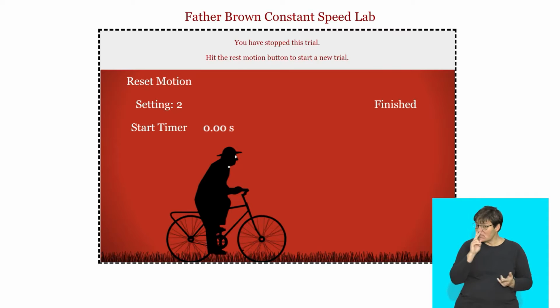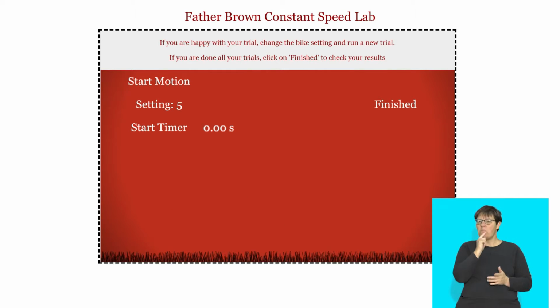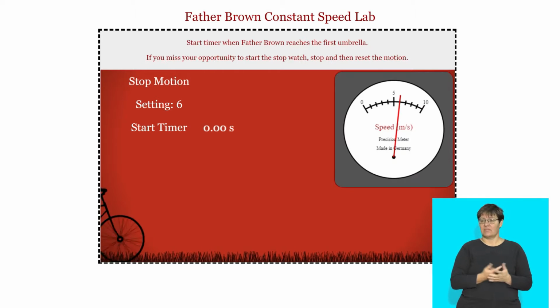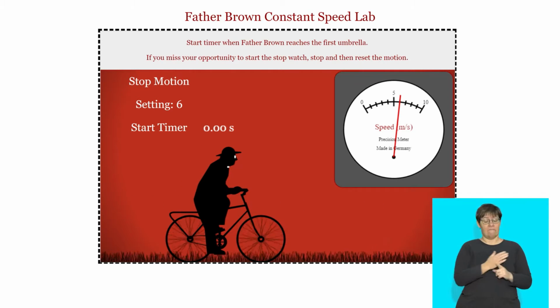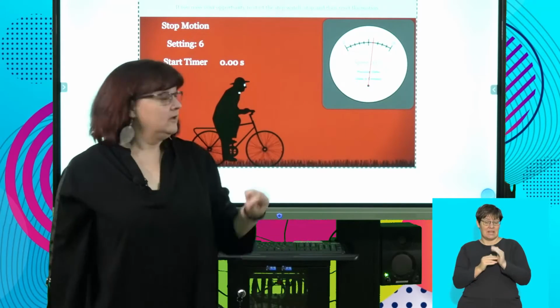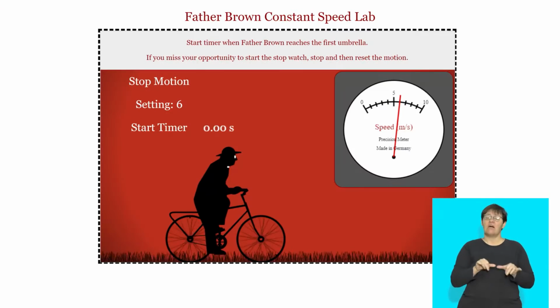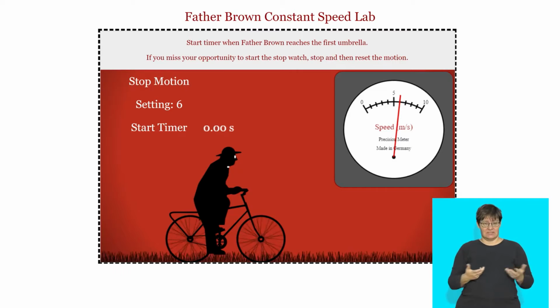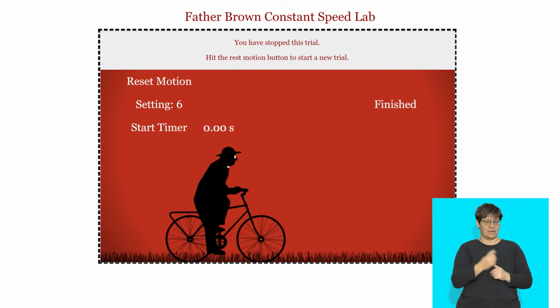Does it matter how fast he's going? Well, let's see. Let's make him go a little bit faster, just because we can. So there we go. Ooh, much faster. And if you look there, he's going at 6. Still constant motion. His velocity isn't changing. His speed isn't changing. That means it's constant. Let's try one more.